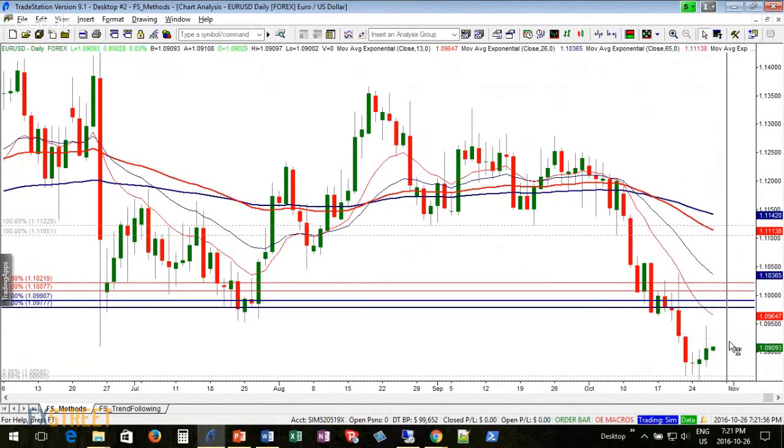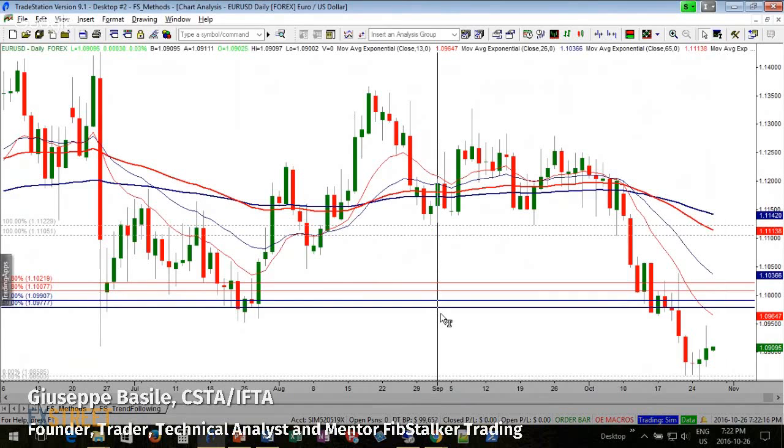There's no reason to risk anything. I always want to see the right, low risk, high probability setup taking place. Otherwise, I'm not in the trade. I'm not interested. Okay, so that's my suggestion there. This is basically the analysis for the euro dollar.